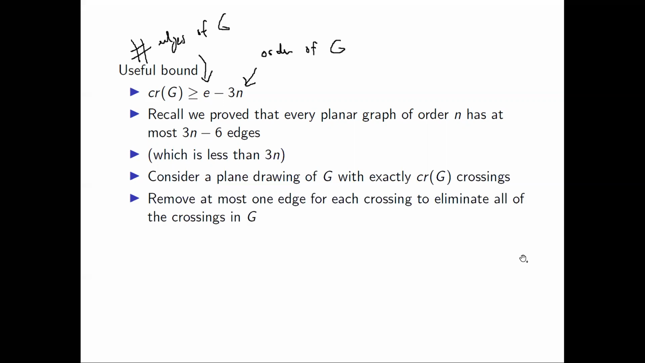For each crossing in this drawing of G in the plane, we'll remove at most one edge. It's possible that we'd be able to get rid of multiple crossings using the same edge, but in the worst case scenario, we only need to remove a single edge for each crossing. So we remove up to CR of G edges to get rid of all of the crossings. And once we remove at most one edge for each crossing, the resulting graph will be planar.